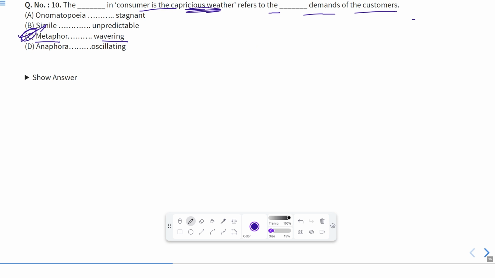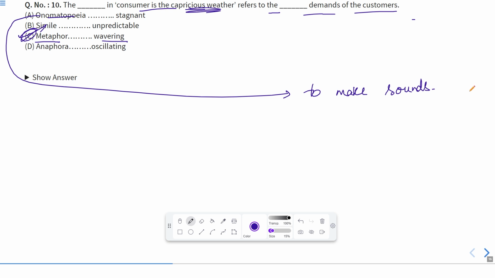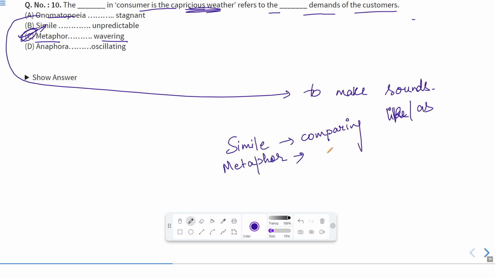Now if we see another figure of speech, onomatopoeia means to make sounds. For example, if I say the cat mews, that is onomatopoeia. And simile is when we compare two things with each other with the help of like and as. Whereas in case of metaphor, we give another name to something else, comparing without using like or as. So this is the difference between simile and metaphor.